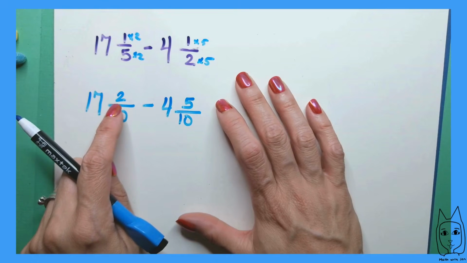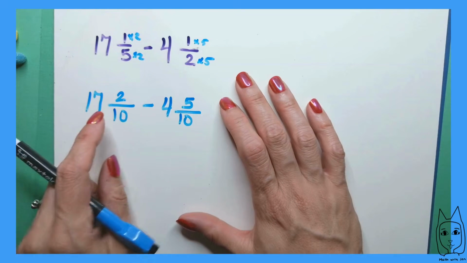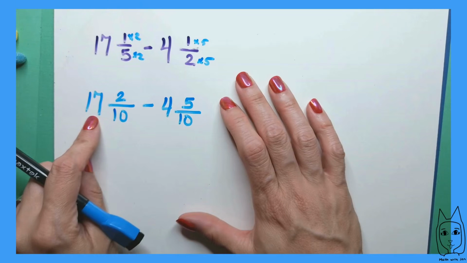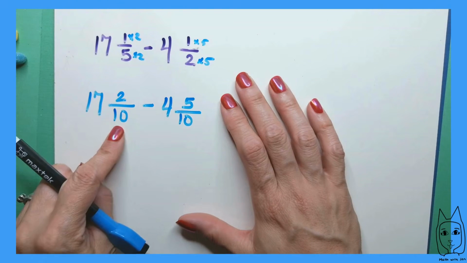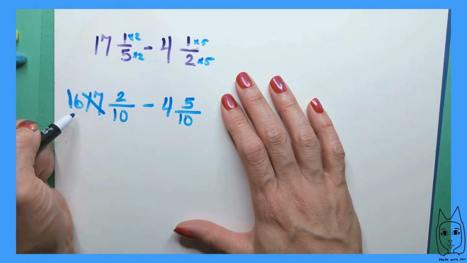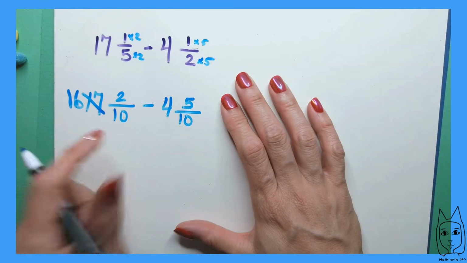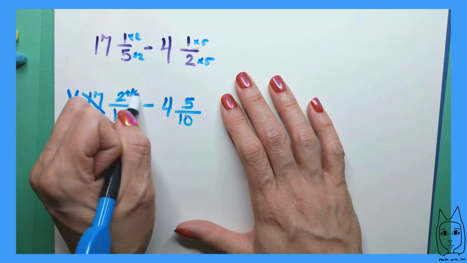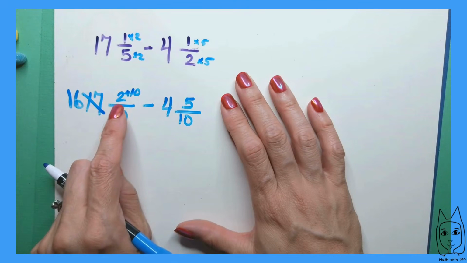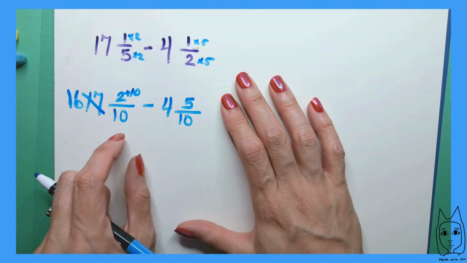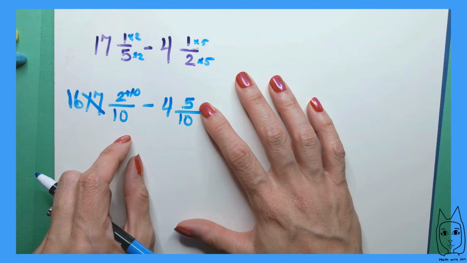I don't have enough. When this happens, I'm going to have to take one of these whole amounts and break it up into equal parts. In this problem, 10 equal parts make a whole. I'm going to knock it down to 16 because I'm going to take one of the wholes and divide it into 10 equal parts. So now I'm going to add those 10 equal parts to the 2 that I had so that now I can subtract 5 parts.